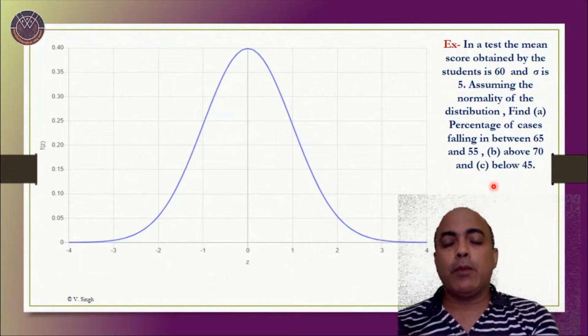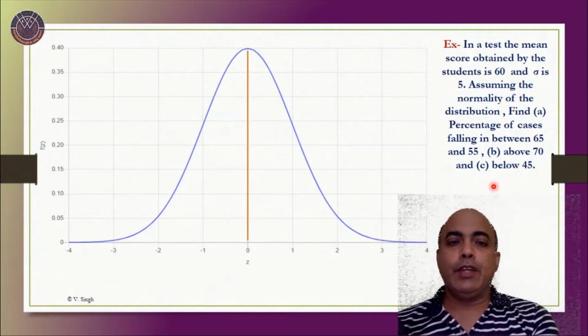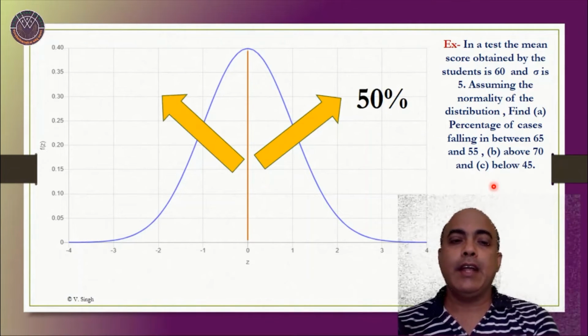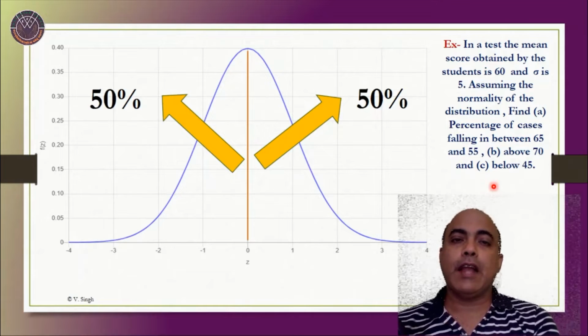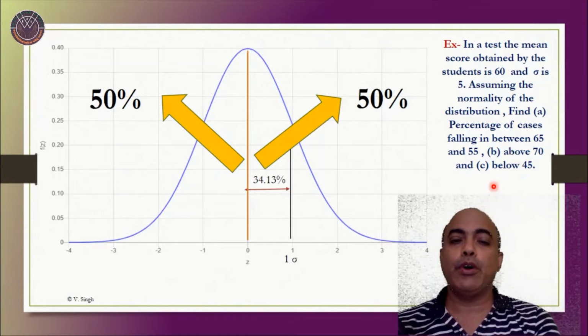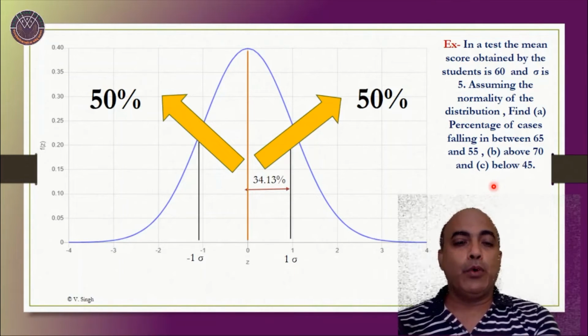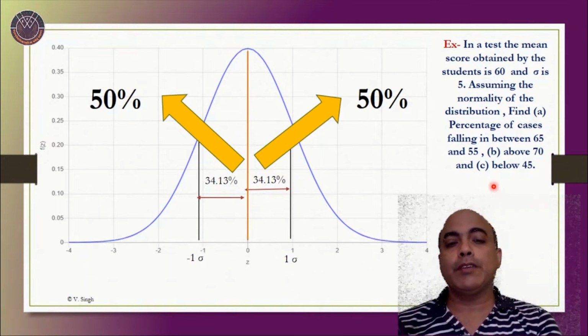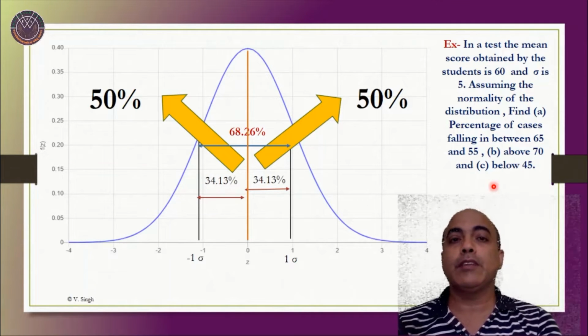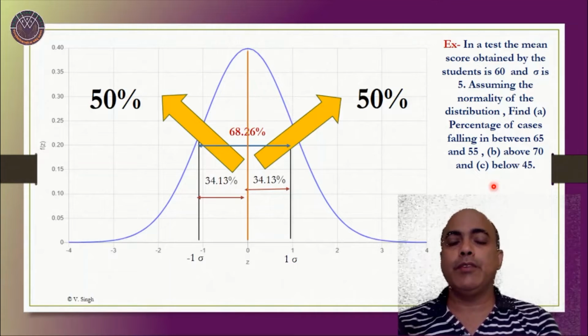So this is the normal distribution curve, and if we drop a perpendicular in the center, then we know that 50% of the cases lie on the right hand side and the other 50% of the cases lie on the left hand side. And if we see between one standard deviation and the mean, 34.13% of cases lie on both sides. So in total, between plus 1 sigma and minus 1 sigma, 68.26% of cases lie. This we have already seen in the previous video.